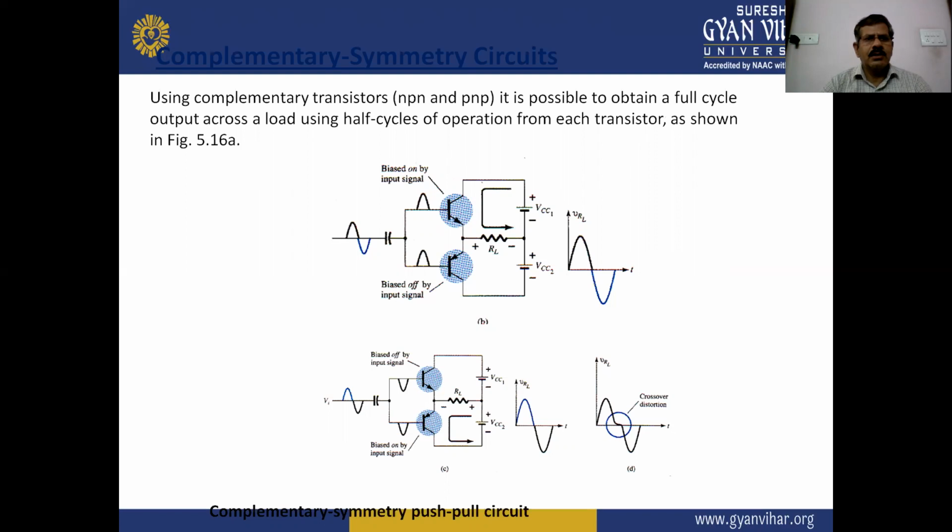Next one is the complementary symmetry circuit push-pull amplifier. In this push-pull amplifier using complementary transistors NPN and PNP, it is possible to obtain a full cycle output across a load using half cycles of operation from each transistor, as shown in figure 5. As shown in the figure below, this is the complementary symmetry circuit of the push-pull amplifier.